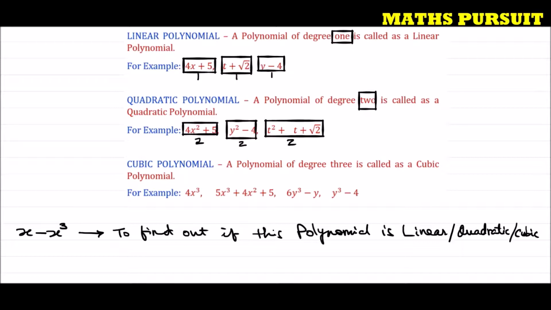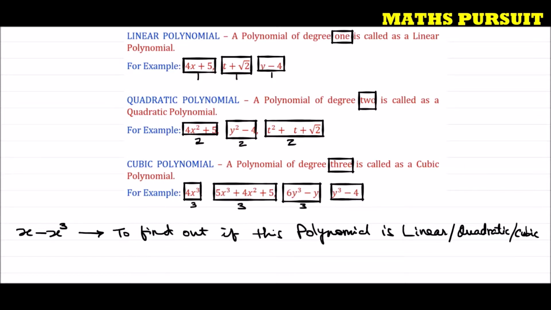Now coming to cubic polynomial. A polynomial of degree 3 is called a cubic polynomial. That means the variable having a degree 3. If you look at this example, 4x to the power 3, you could see the power of the variable is 3. Similarly, 5x to the power 3 plus 4x to the power 2, the highest power of the variable is 3. So this is also of degree 3. Similarly, 6y cube minus y, the highest power of the variable is 3. y to the power 3 minus 4, the highest power of the variable is 3.